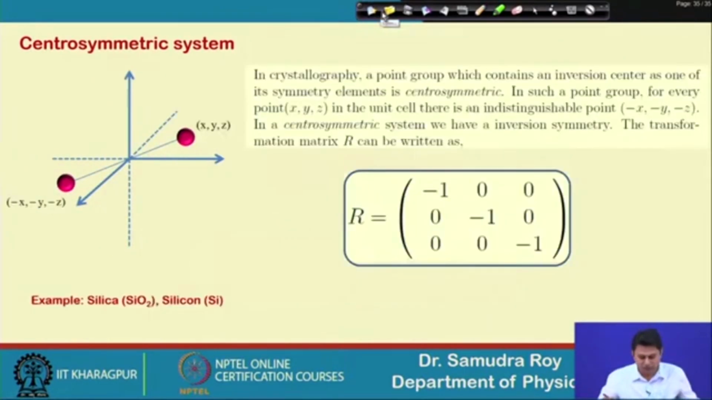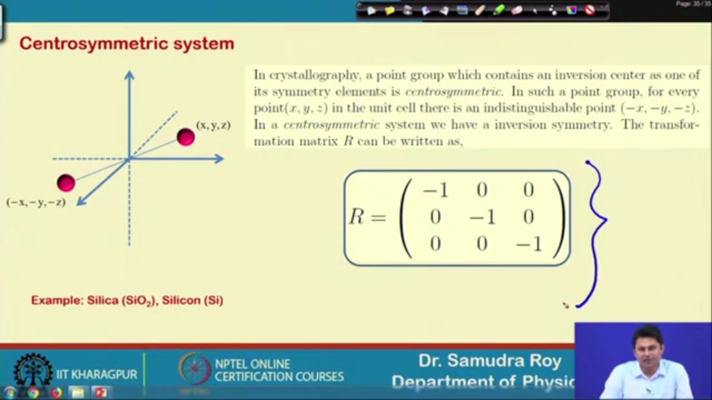Okay, let me go back to the previous slide. This is the operation matrix form. It is very important that we first know what my R matrix is. The R matrix should have this form: minus 1 0 0, 0 minus 1 0, and 0 0 minus 1. Once we have the R matrix in hand, the next thing is to find out what the new elements should be for this operation.